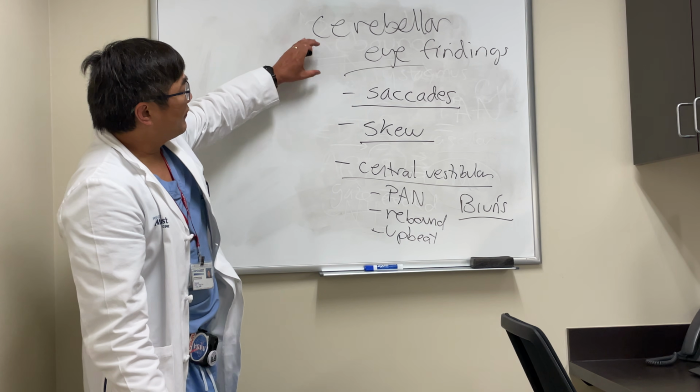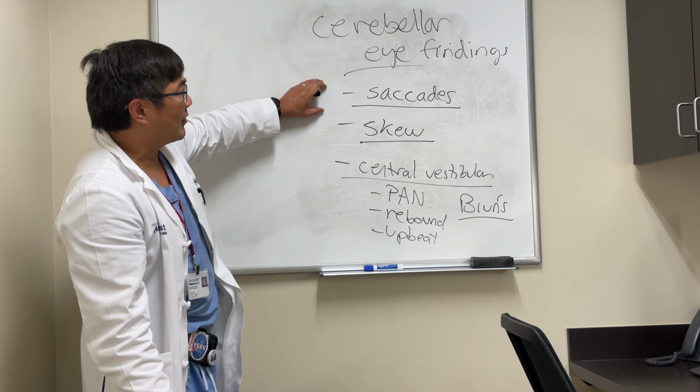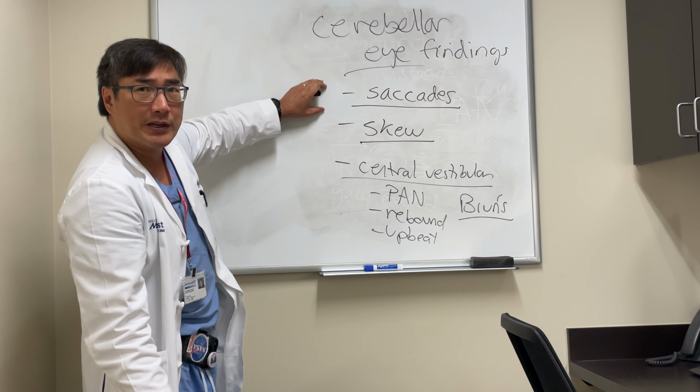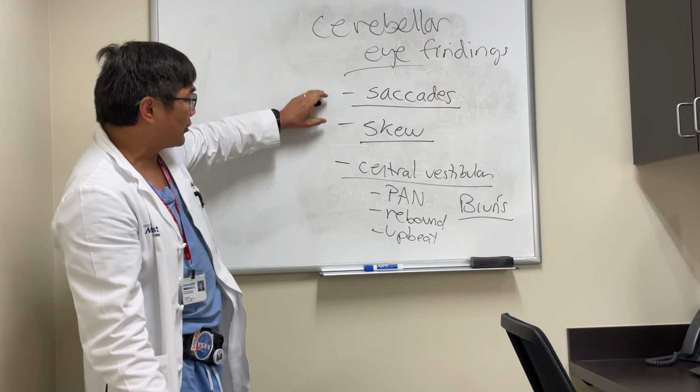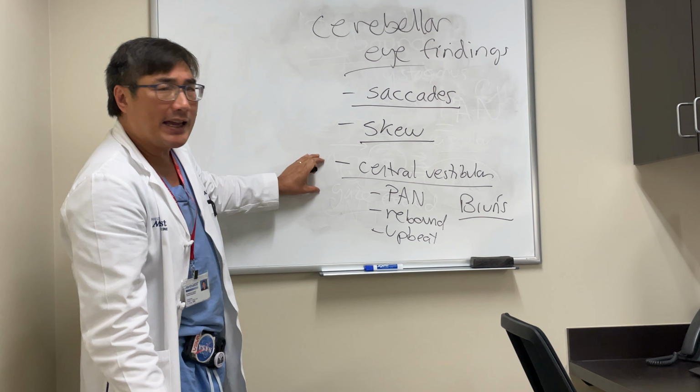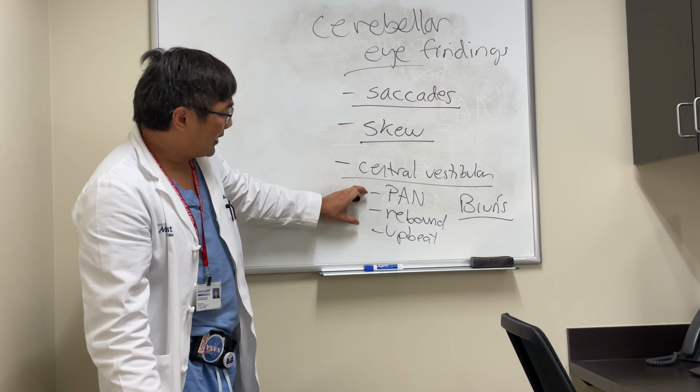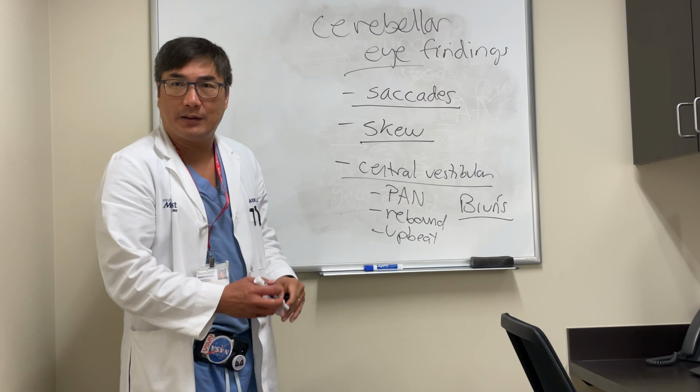So these are the major features of cerebellar eye findings: difficulty with saccadic fine movement controls, which might also affect your pursuit, skew deviation, and a central vestibular nystagmus, including PAN, rebound, upbeat, and the Bruns-Cushing nystagmus.